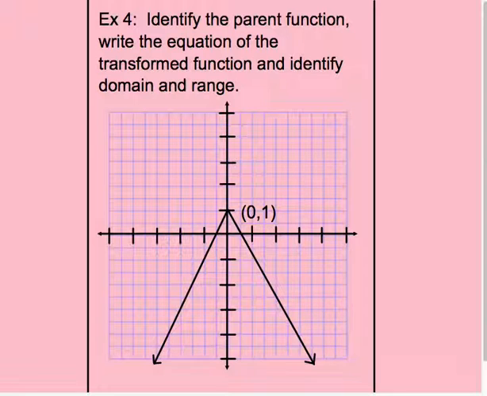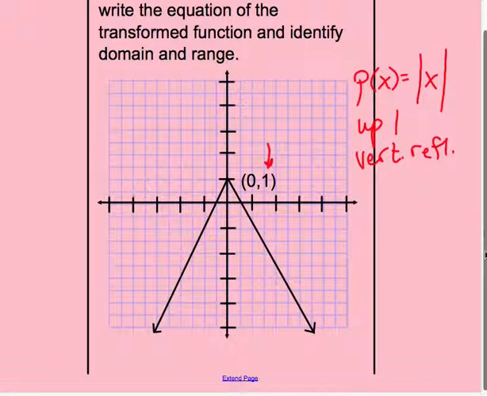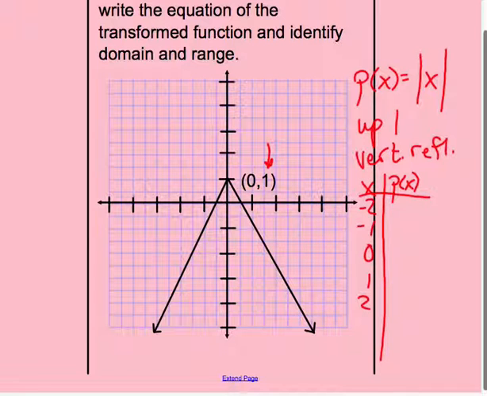Now we'll take a look at our last function. Our parent function is absolute value because it's a V. The shifts or transformations I can pick out right away. We have a shift of up 1 because it adjusted our critical point. And it's opening down, so that was a vertical reflection. So if we set up our parent function values for the absolute value, we would get 2, 1, 0, 1, 2.